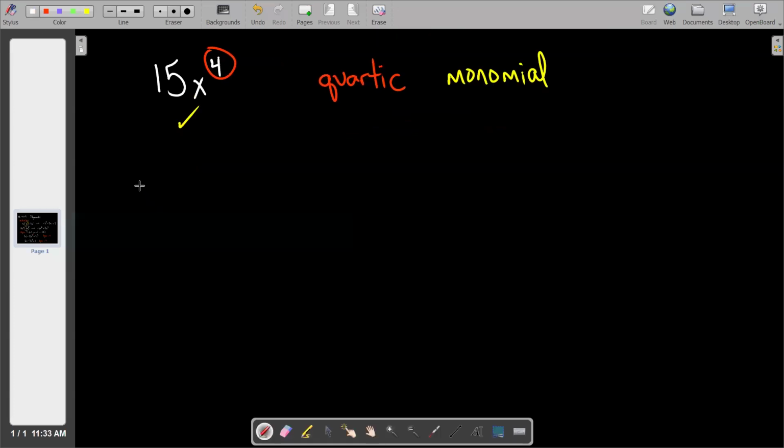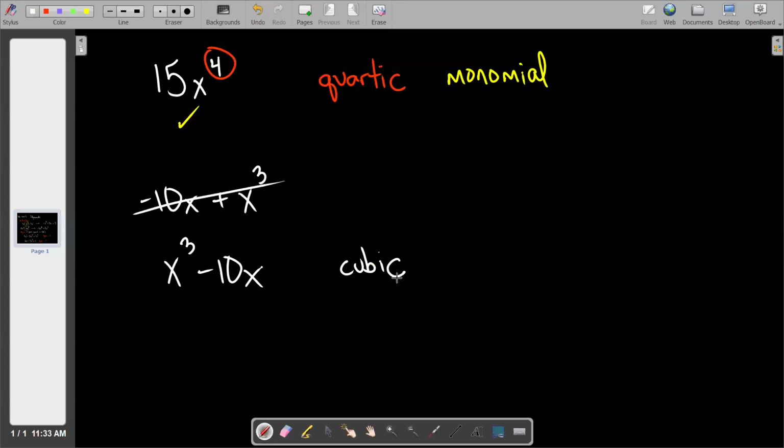Okay. Our next one is negative 10x plus x to the third. Standard form. Good. So we have fixed it. And I'm going to stop switching colors now because it's getting annoying. So here it goes. What's the classification by degree? It is a cubic because its highest power is 3. And it's got 2 terms. So it is a binomial.